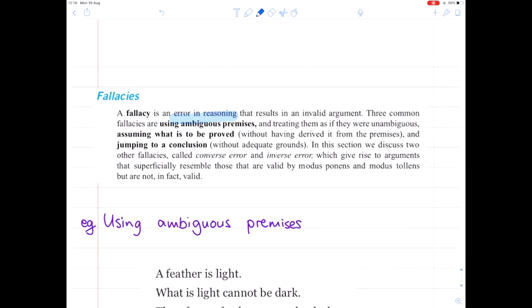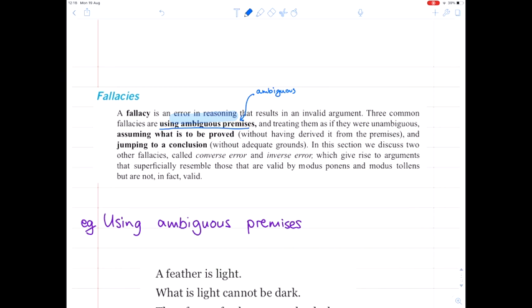A fallacy is an error in reasoning that gives us an invalid argument. And we have three common types of fallacies. The first uses ambiguous premises. So this is really saying we're using ambiguous assumptions and treating them as if they're clear. Then the next two are assuming what is to be proved without having actually derived it. So you assume the thing is true and then prove that it's true. And then finally, jumping to a conclusion without actually doing any work.